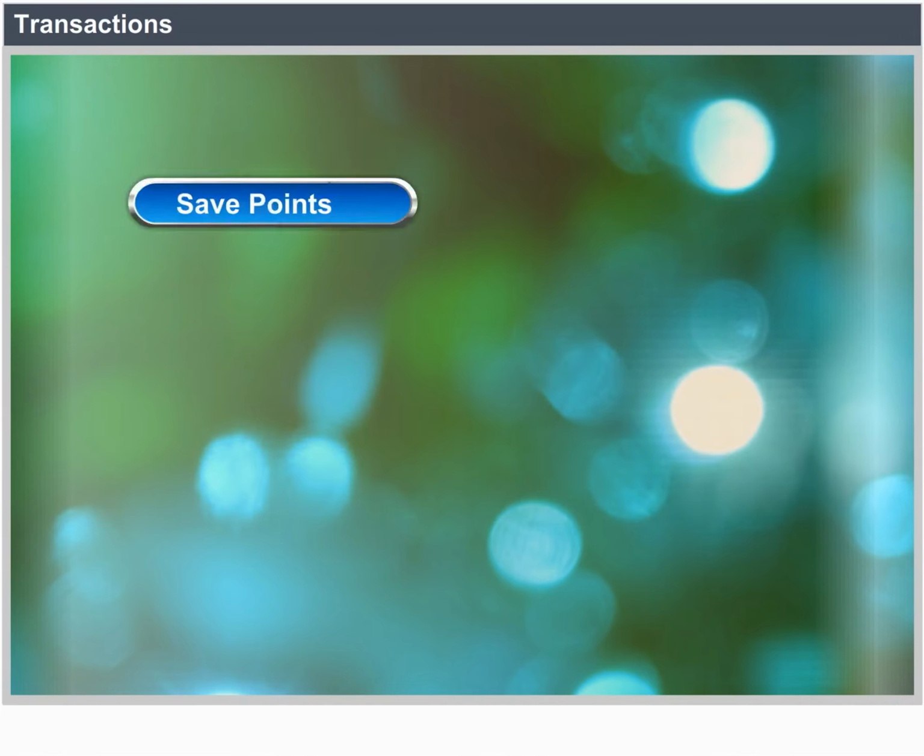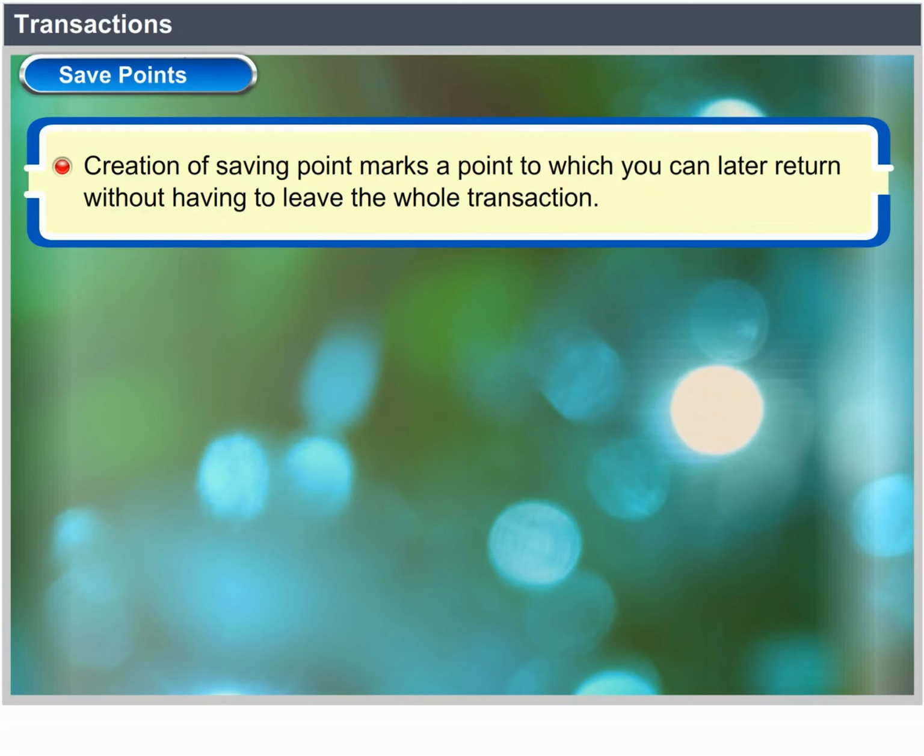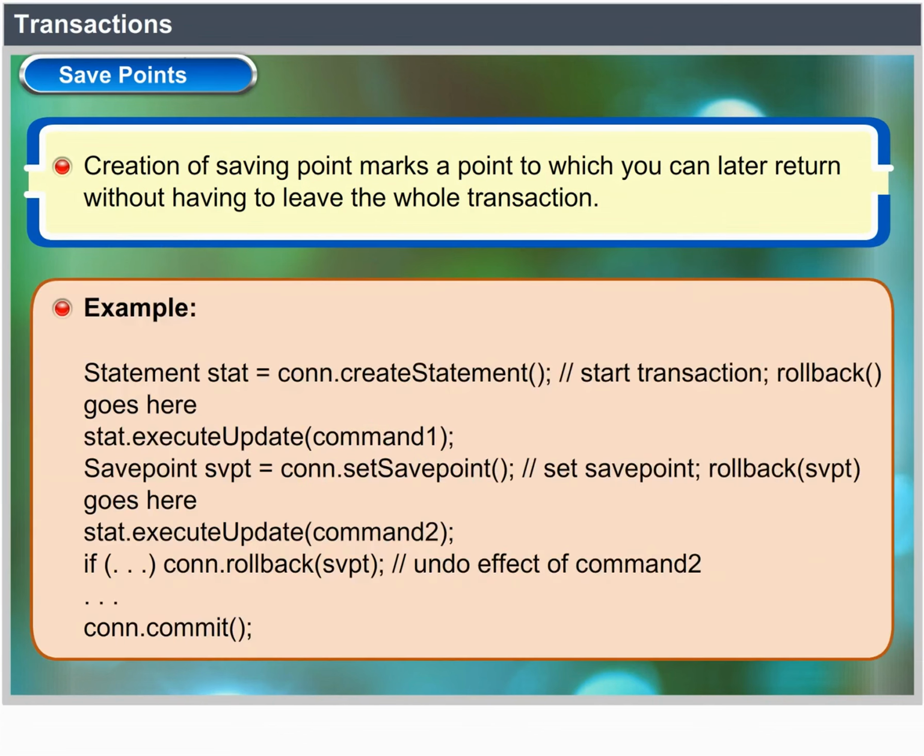Savepoint. Creation of a savepoint marks a point to which you can later return without having to leave the whole transaction. Example: Statement stat = con.createStatement(); // start transaction, rollback goes here. stat.executeUpdate(command1); Savepoint svpt = con.setSavepoint(); // set savepoint, rollback(svpt) goes here.